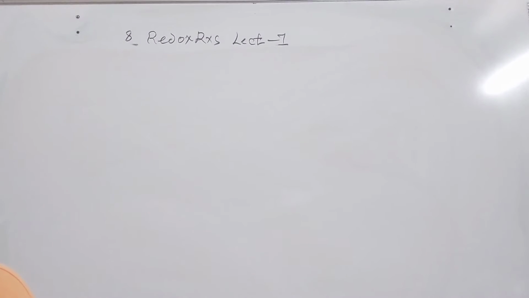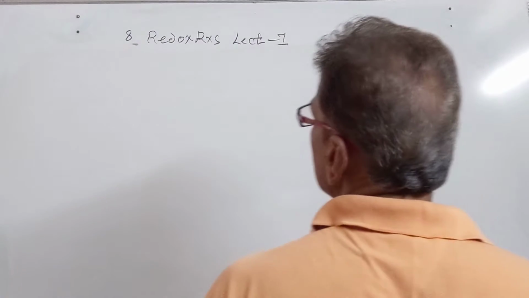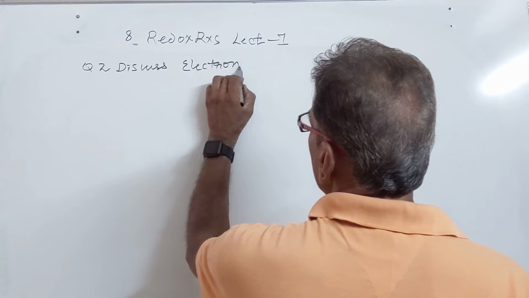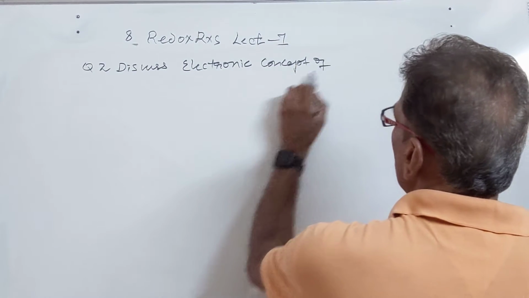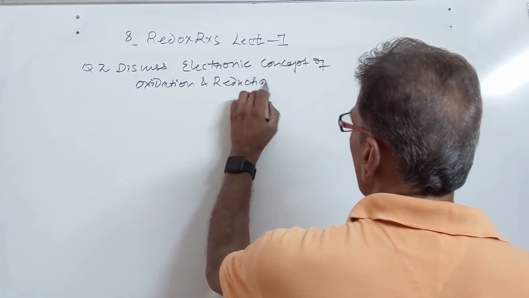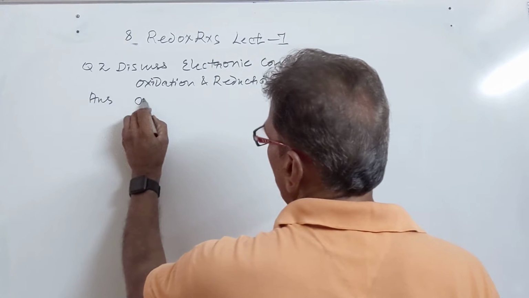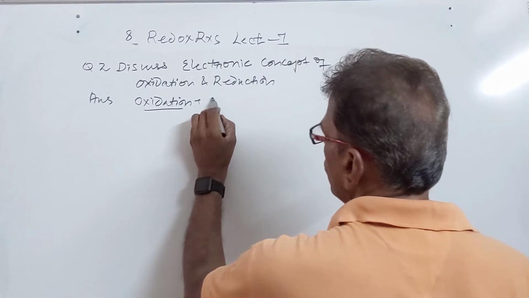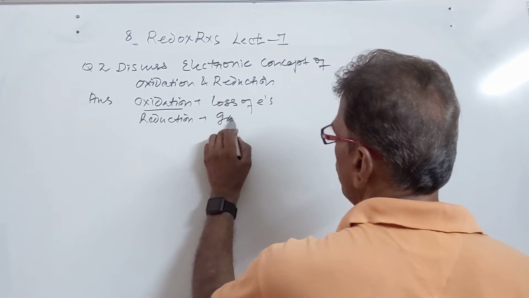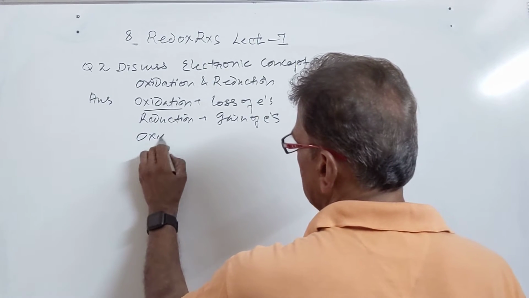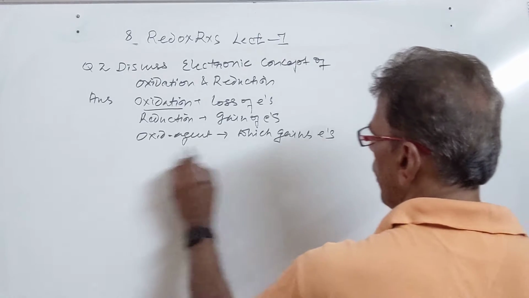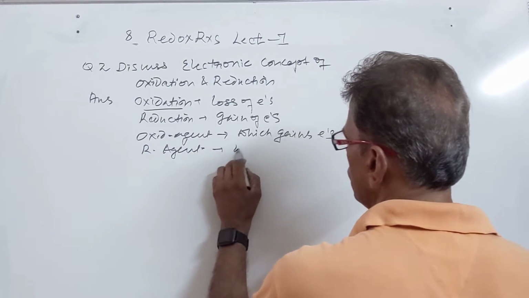Now we discuss the second concept, that is called as electronic concept of oxidation. Discuss electronic concept of oxidation and reduction. So we must keep in mind oxidation involves loss of electrons, and reduction involves gain of electrons. Oxidizing agent, which gains electron. Reducing agent, the substance which supplies electron.